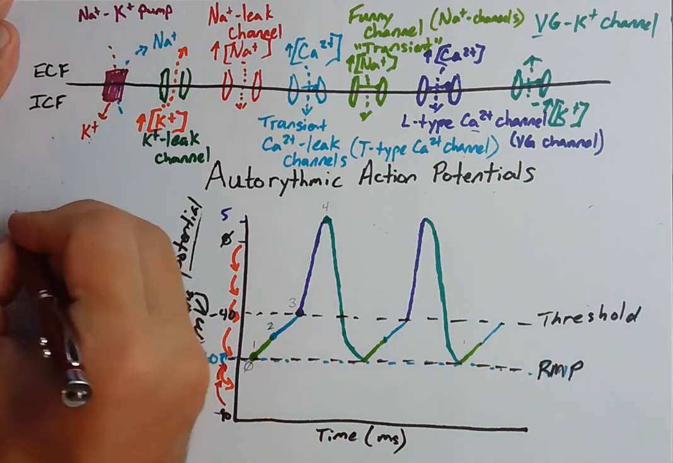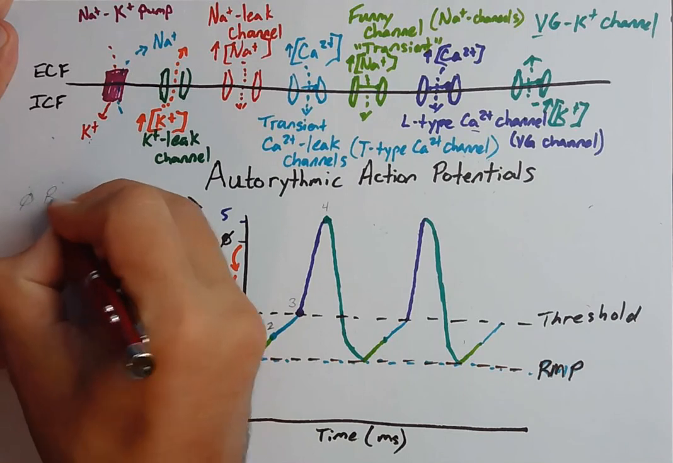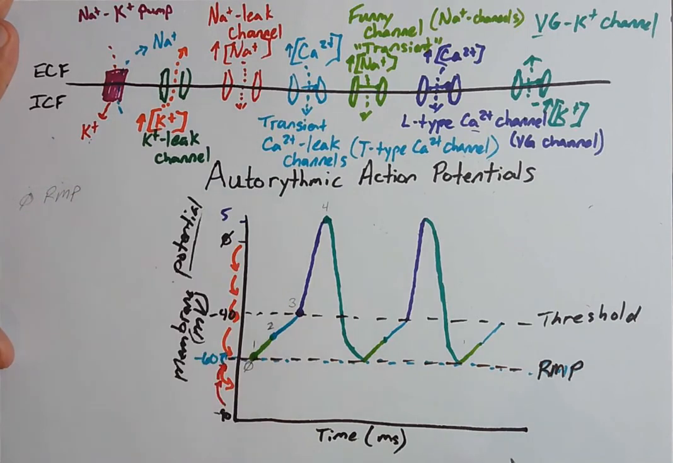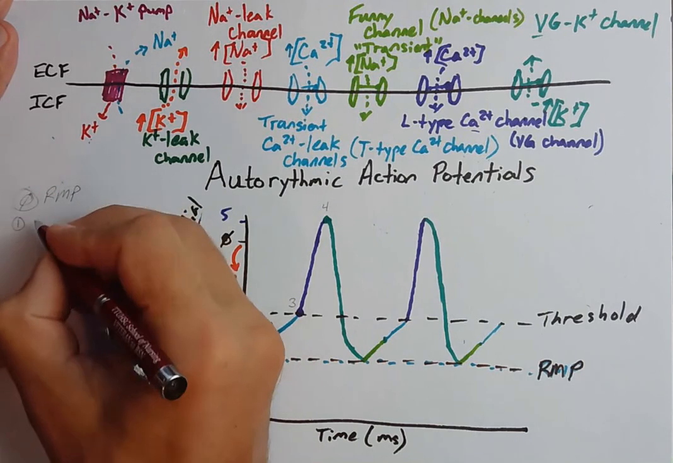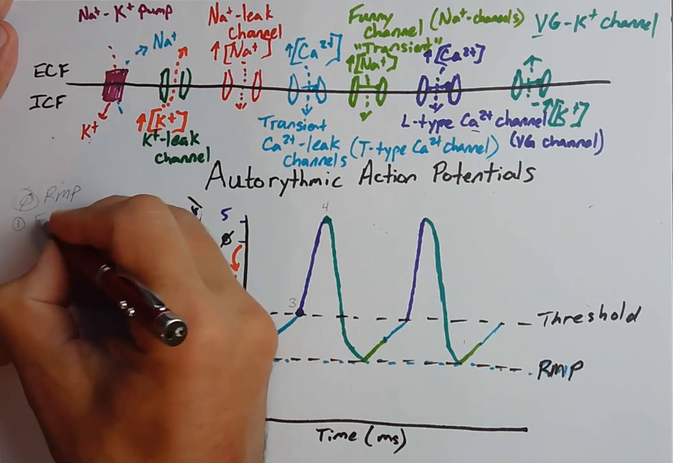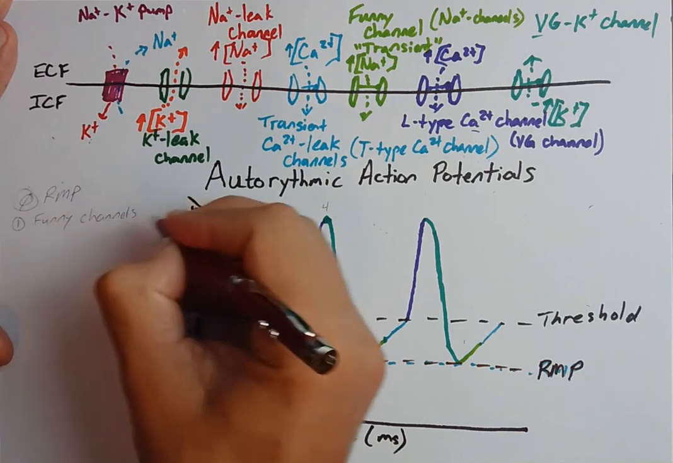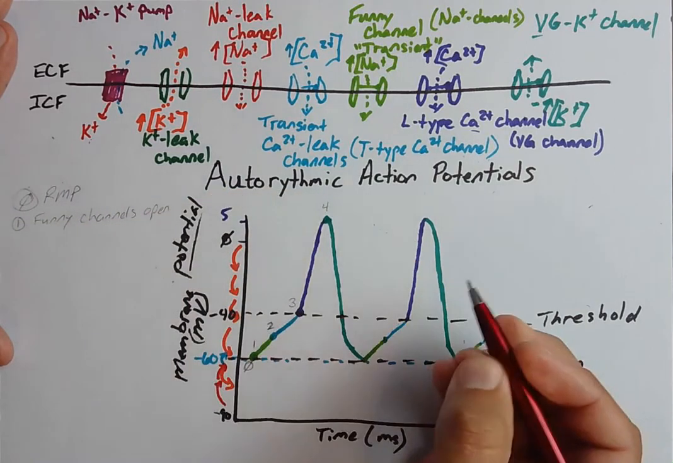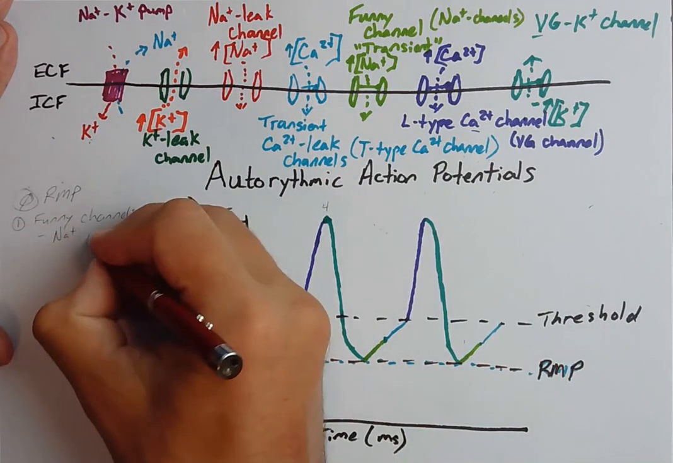So step 0 is resting membrane potential. Step 1 is the funny channels open. And when the funny channels open, what ion can go where? This is going to cause sodium influx.